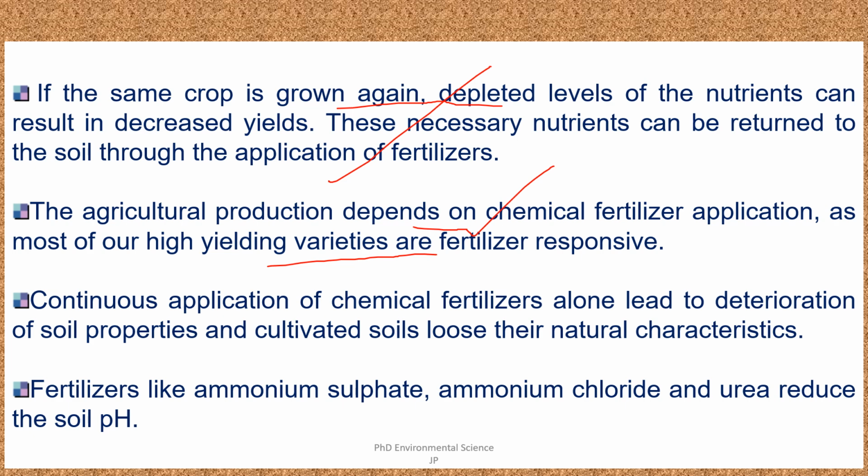However, the continuous use of chemical fertilizers can lead to a decline in soil health. Over time, soils that are regularly treated with chemical fertilizers can lose their natural properties, leading to issues such as reduced fertility, poor soil structure, decreased microbial activity. Furthermore, certain types of chemical fertilizers like ammonium sulfate, ammonium chloride, and urea can lower the soil pH, making it more acidic. Acidic soils can be detrimental to crop growth because they can limit the availability of essential nutrients and negatively affect the soil microorganisms. As a result, it is important for farmers to manage fertilizer application carefully and consider incorporating organic matter and other soil management practices to maintain soil health and productivity.